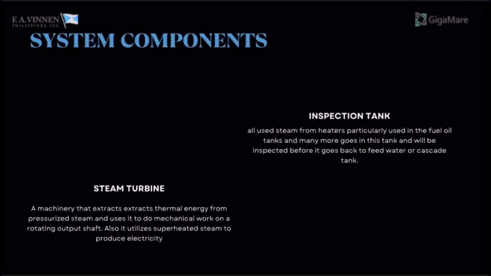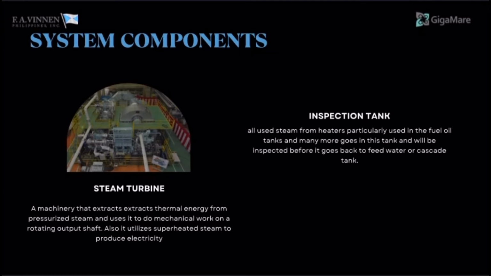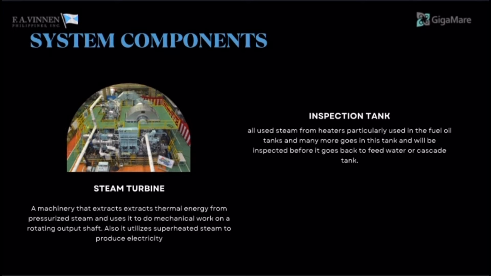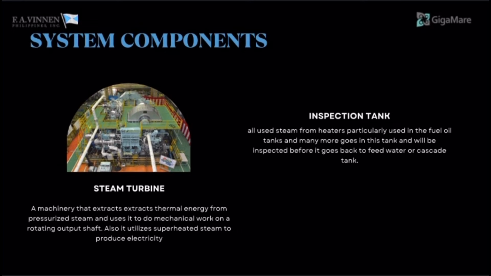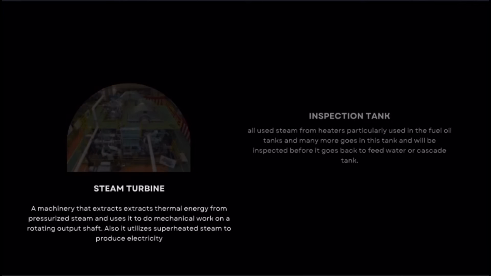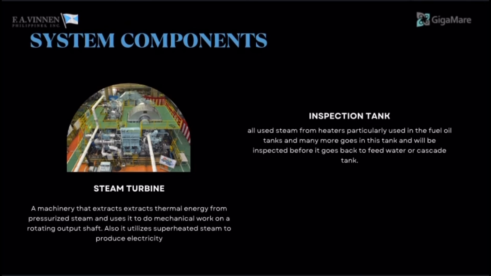Seventh, a steam turbine, which extracts the thermal energy from the superheated steam and converts it into electricity or work. And lastly, the inspection tank, wherein all used steam that is converted into condensate liquid will go into this tank for inspection before it goes back to the feed water or cascade tank.